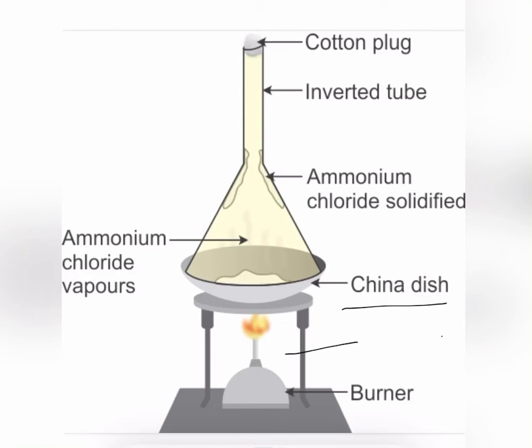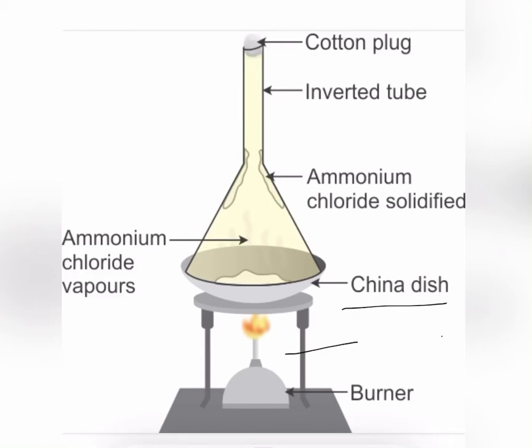If you heat it, the ammonium chloride will sublime and will not come out of the funnel. When you cool it, the ammonium chloride will be present on the funnel wall in solid form, and after that you can take it out with a sharp instrument like a knife. So this is the sublimation process. If a salt sublimes on heating, you can separate that salt by the sublimation process.